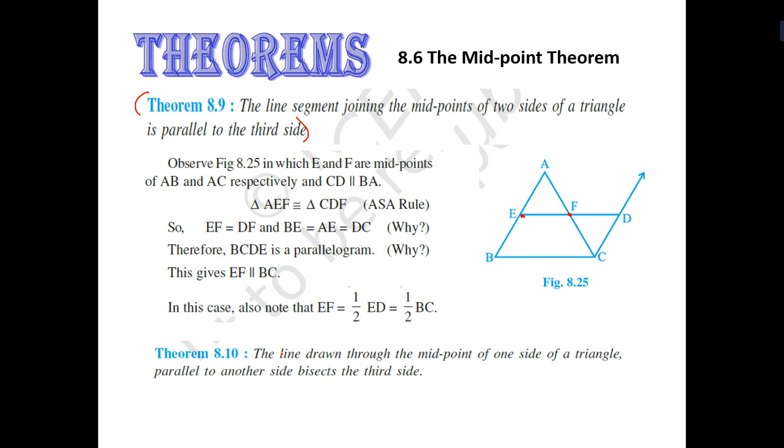Now theorem 8.10. A line drawn through the midpoint of one side of a triangle parallel to another side bisects the third side. It is the converse of 8.9. A line drawn through the midpoint of one side of the triangle parallel to another side bisects the third side.